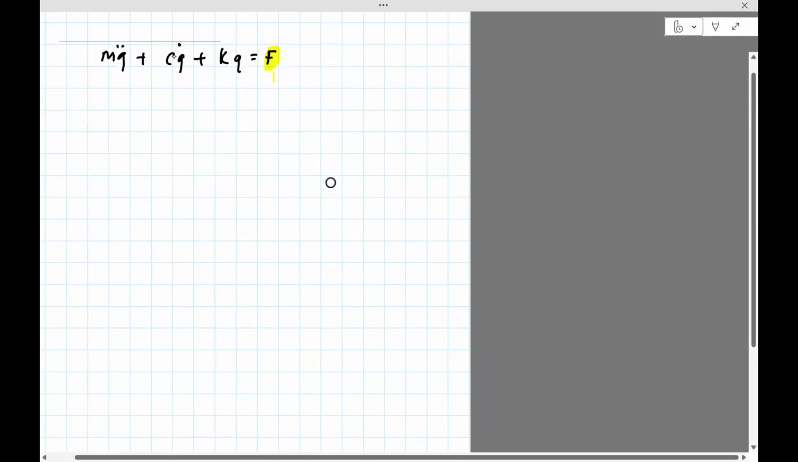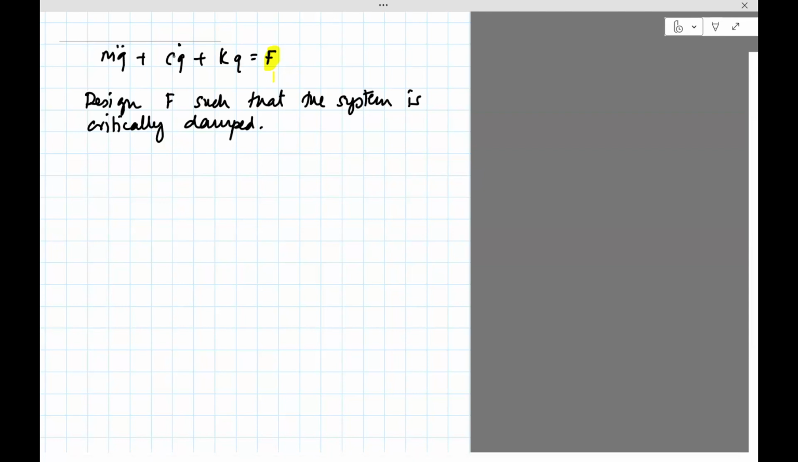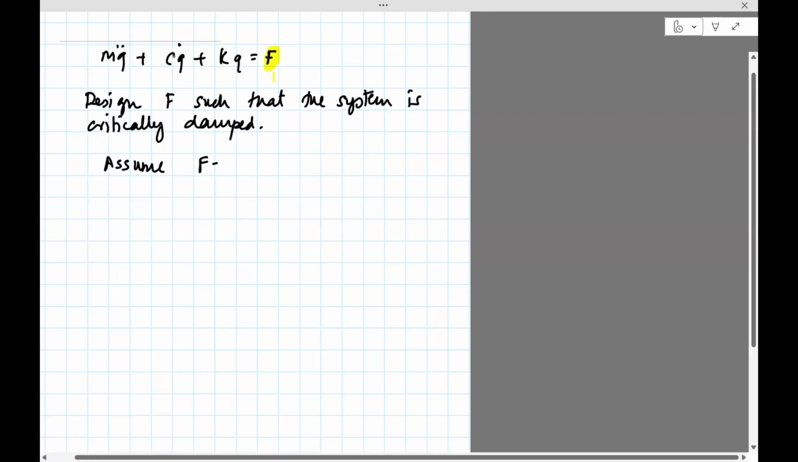So what you're going to do is design F such that the system is critically damped. In other words, by design it won't be critically damped, but you can tune F to get it to be critically damped. So let's assume F equals minus Kp Q minus Kd Q dot.